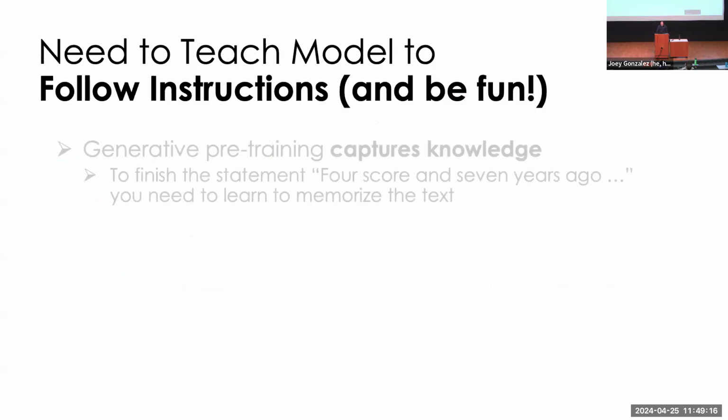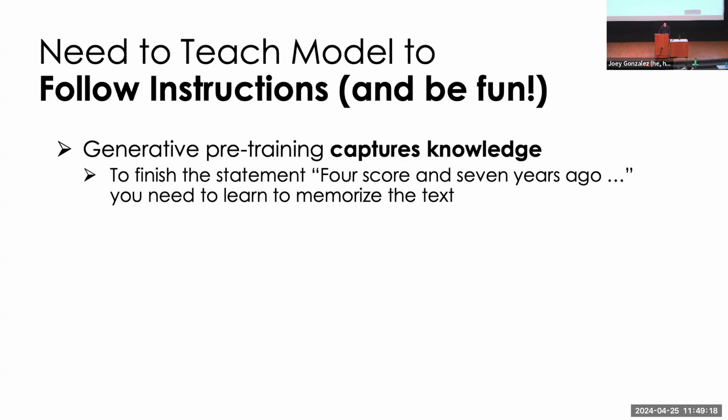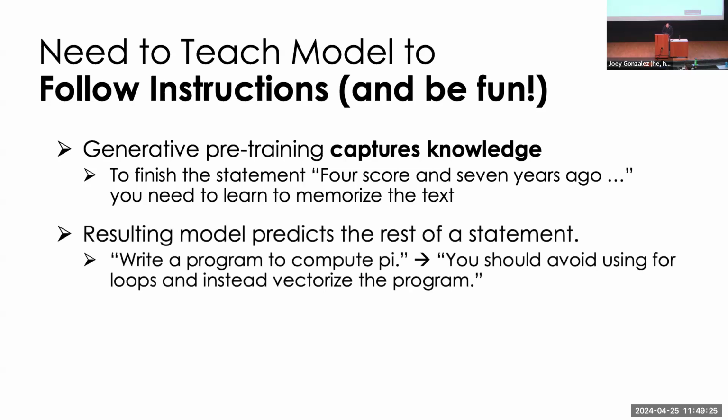So we train these models to finish the next word. An example of where this might fail is I say, hey, write a program to compute pi. That was my homework assignment. And the AI goes, no problem. You should avoid using for loops and instead vectorize the program.